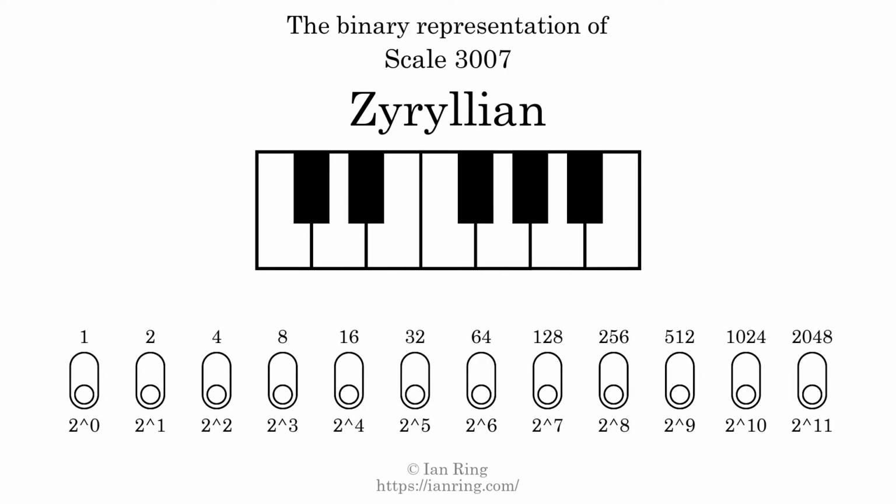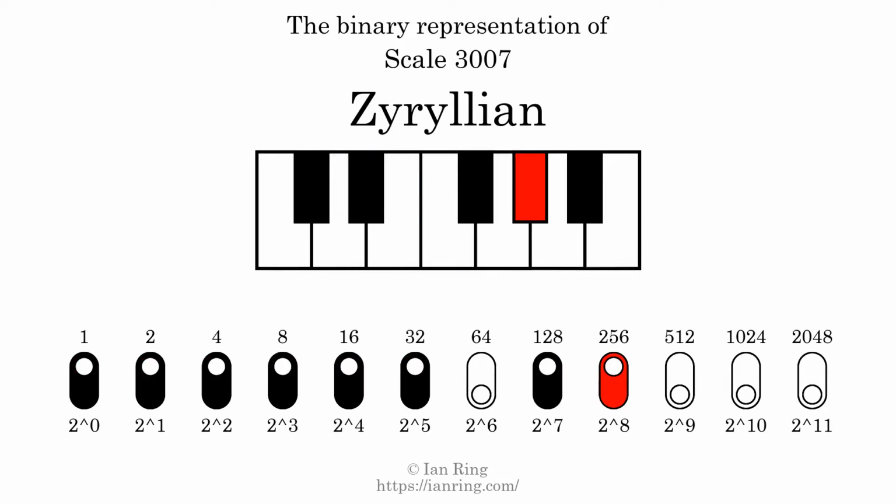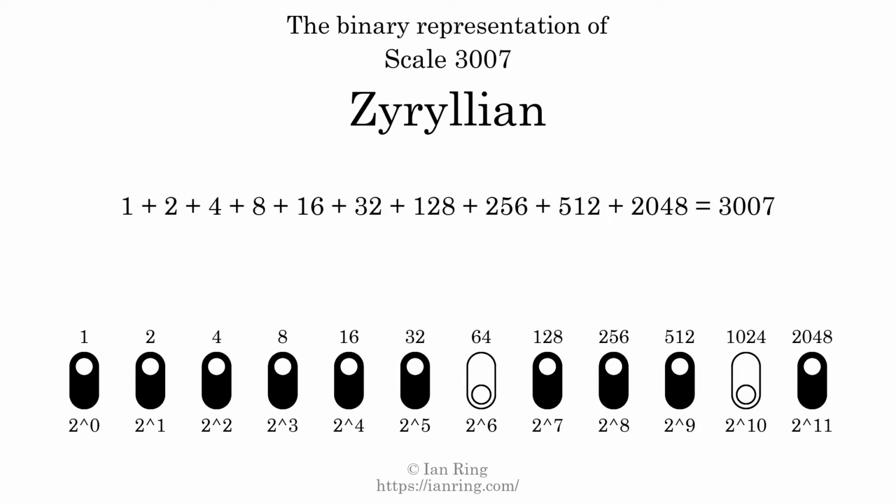The binary representation of this scale is determined by mapping tones of the scale to binary digits. Each binary digit represents a power of 2. To get the scale number, we add the powers of 2 together. The powers of 2 that are present in the scale, all added together, equals 3007. That is why the scale number, in decimal, is 3007.